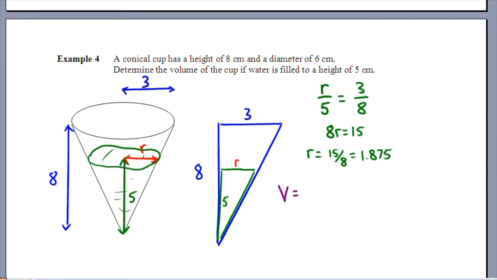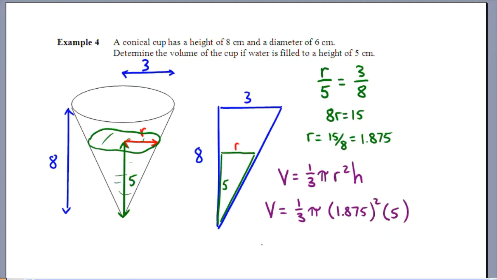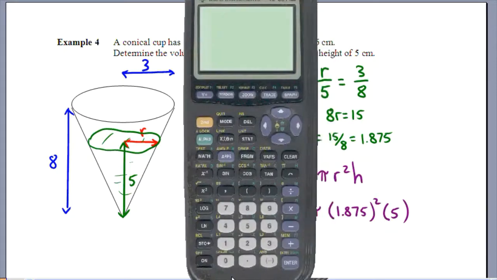Okay, now the volume of that cone. All right, I've got to know all my volume formulas for a cone. It's 1/3 pi the radius squared times the height of the cone. So that cone of water, if that's what we're trying to find the volume of, 1/3 times pi times this 1.875 squared times the height of 5. Now, you can just work that out as a decimal. There's nothing wrong with doing that, right?